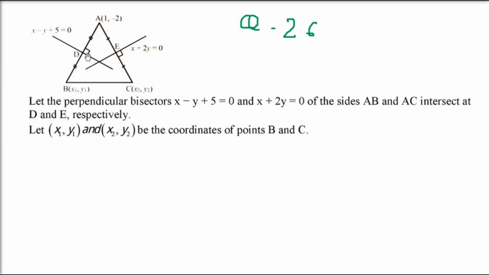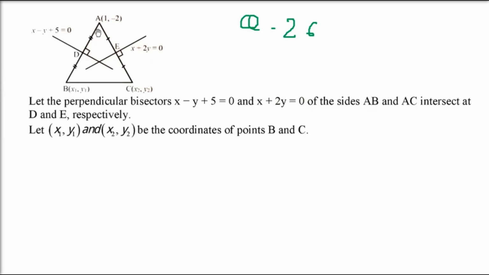Again, try to understand. There is a triangle, two sides have perpendicular bisectors whose equations are given, and one vertex is also given. One line is x - y + 5 = 0, the other line is x + 2y = 0. And we have to find the equation of the third side. Let us assume the other vertices B and C to be (x1, y1) and (x2, y2).